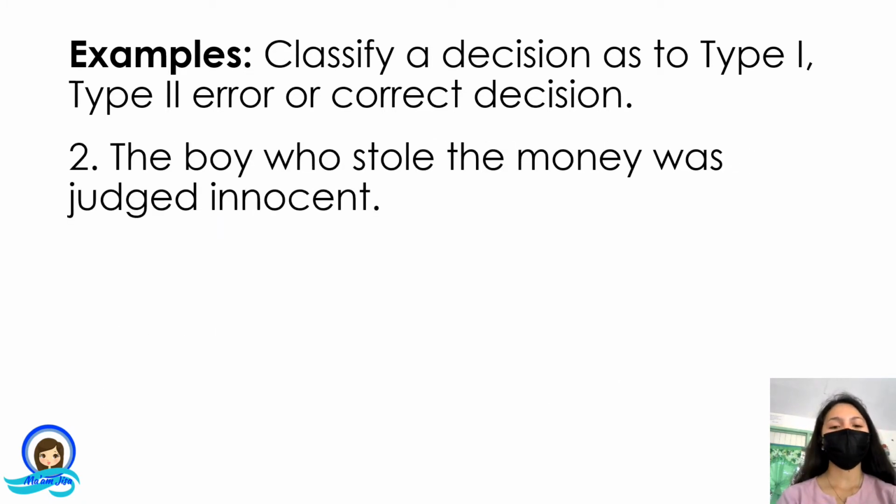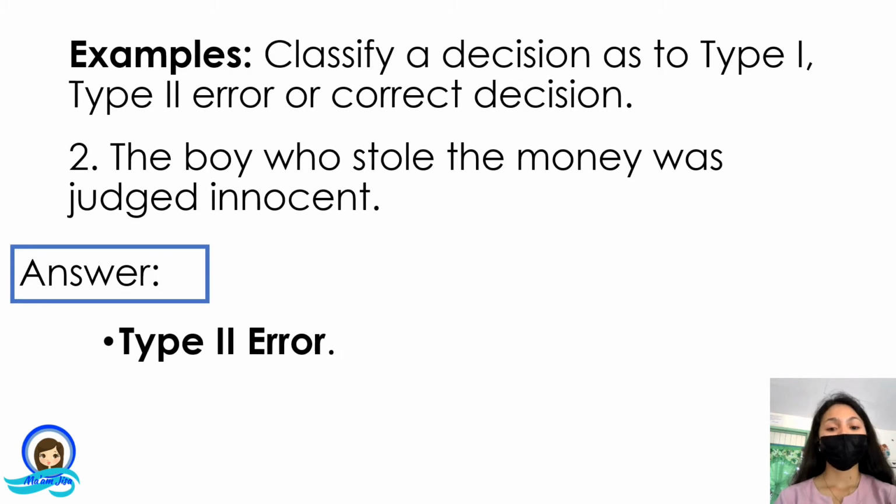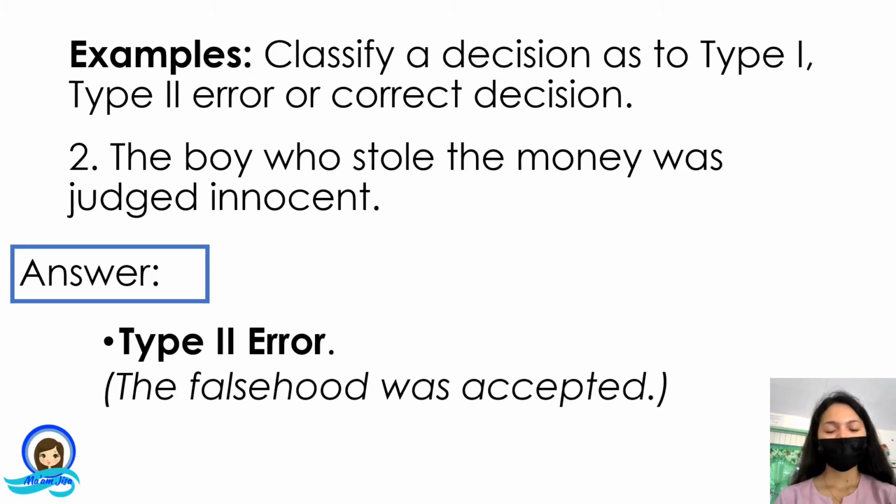Now for our second example, we have the boy who stole the money was judged innocent. Is the decision type 1, type 2, or a correct one? Well, it is a type 2 error. Why? It's because the falsehood was accepted. He was judged innocent, but the truth is that he isn't innocent. He stole the money. So the falsehood is being accepted. That is why this situation commits a type 2 error.